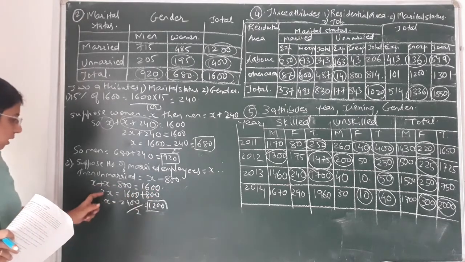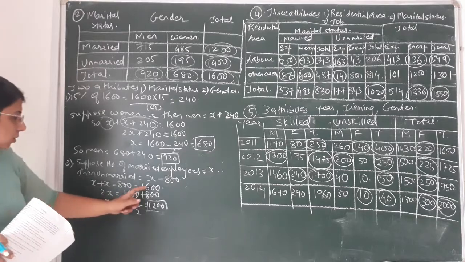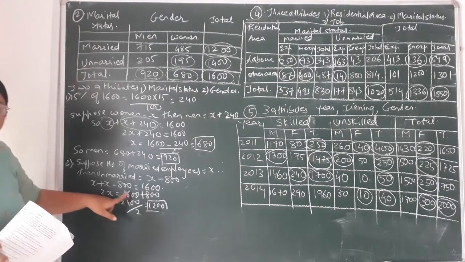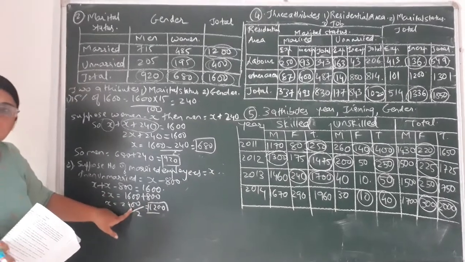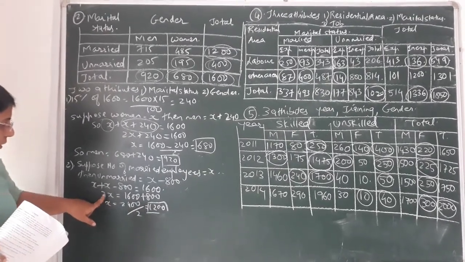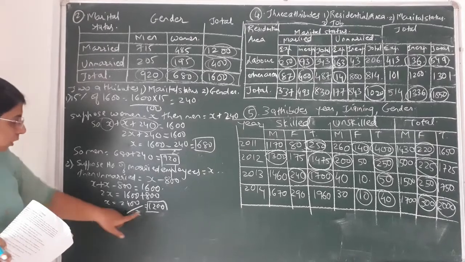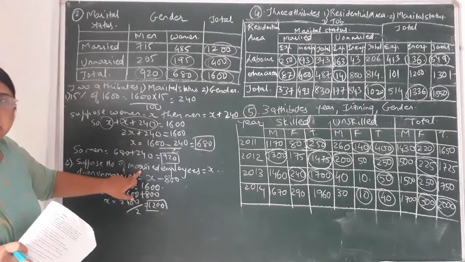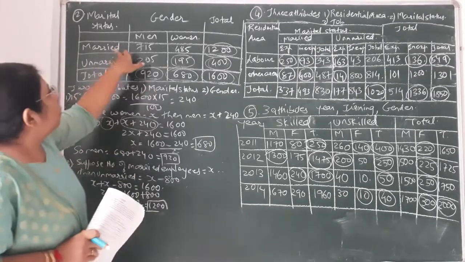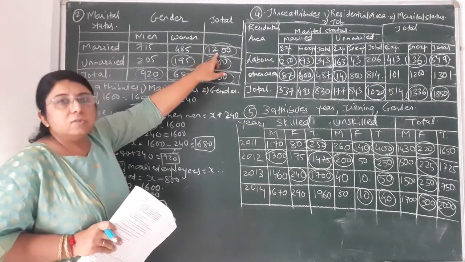So x plus x minus 800 is equal to the total number of employees, that is 1600. So x plus x would come to 2x. 2x is equal to 1600 plus 800, as minus 800 becomes plus 800. So 1600 plus 800 would become 2400. 2400 divided by 2, so the x value will be 1200. Now x was our supposition for married employees, so you can see in the column of married, I have written the total, that is 1200.